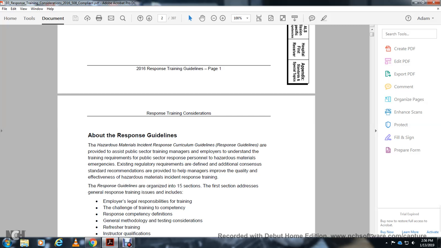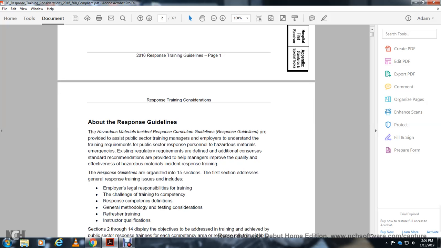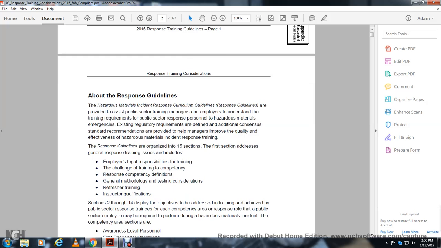The response guidelines are organized in 15 sections. The first section addresses general response training issues and includes employer legal responsibility for training, challenges of training, competency, response competency definition, general methodology, testing considerations, refresher training, and instructor qualification. Sections 2 through 14 display the objectives to be achieved by public sector response training for each of the competencies or response roles that public sector employees may be required to perform during a hazardous material incident.